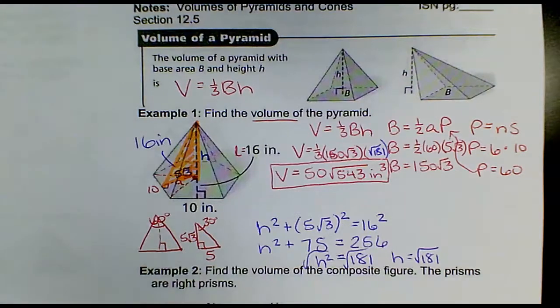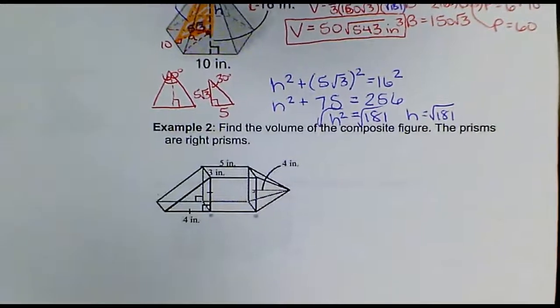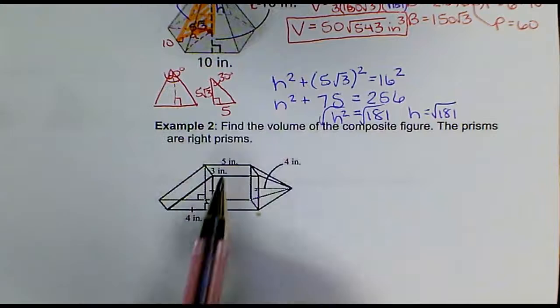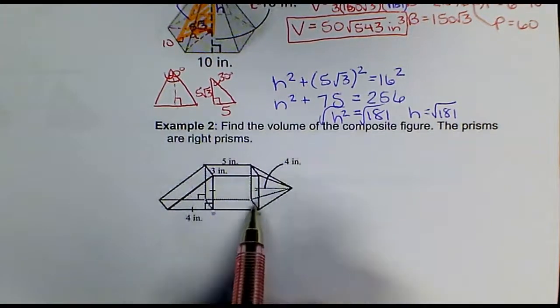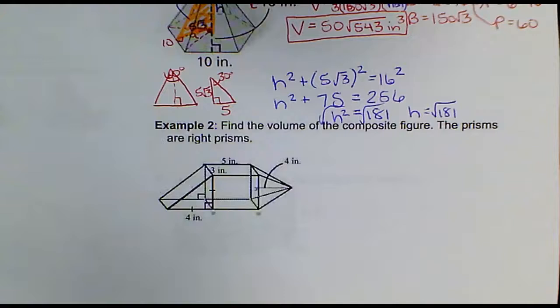So let's move on to example 2. We want to find the volume of the composite figure. The prisms are right prisms, so there should be right angles here. Okay, right angle here. It's all right angles. So I need the volume of the composite figure. Now volume is a little bit easier than surface area when you talk about composite figures because you shouldn't be talking about like adding surfaces.